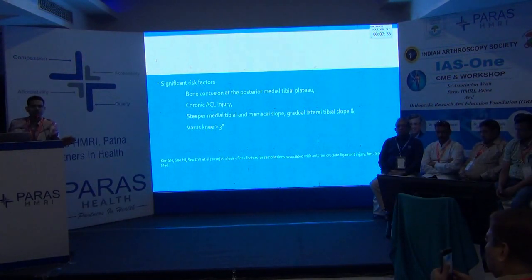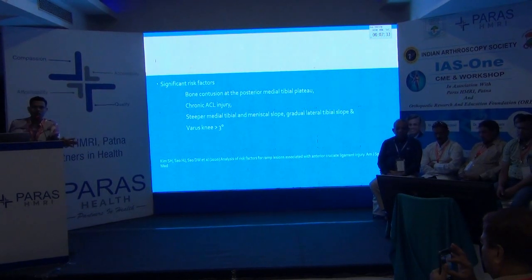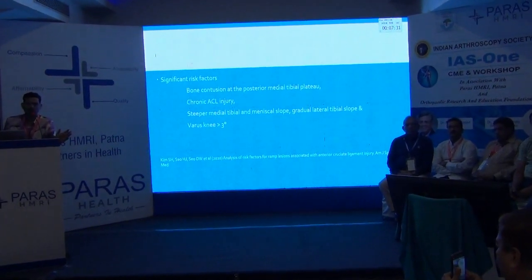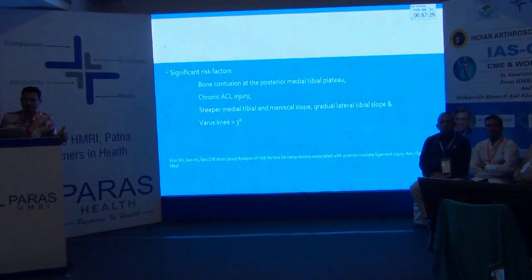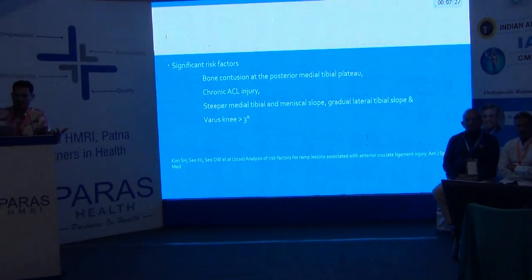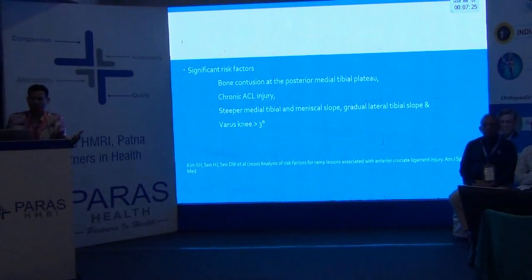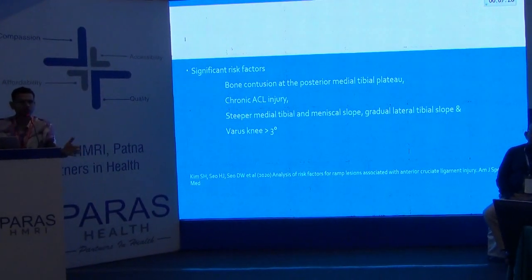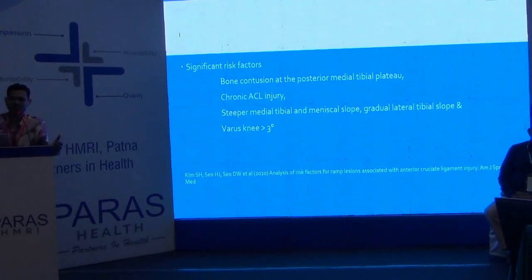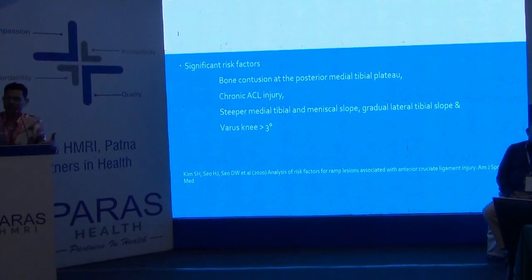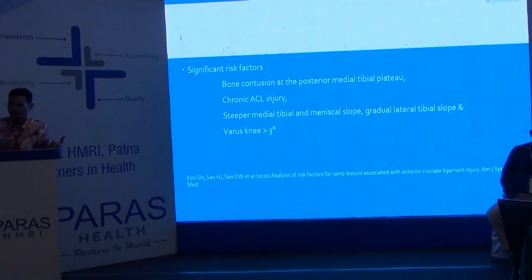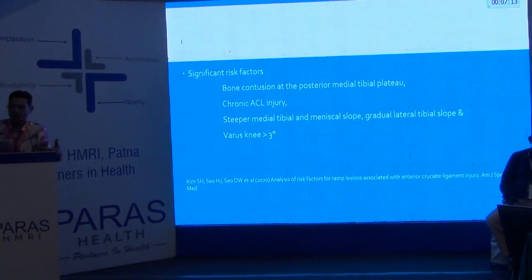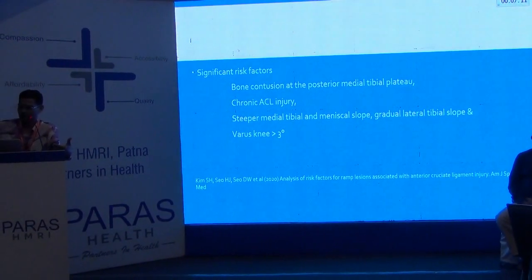So what are the significant risk factors where you have to think about the possibility of the presence of this ramp lesion? Bony contusion in the MRI at the posterior medial tibial plateau, and chronic ACL injury, like we have seen up to 2 years, the incidence gradually keeps on increasing. And then the steeper medial tibial or meniscal slope, gradual lateral tibial slope, and varus at the knee more than 3 degrees.